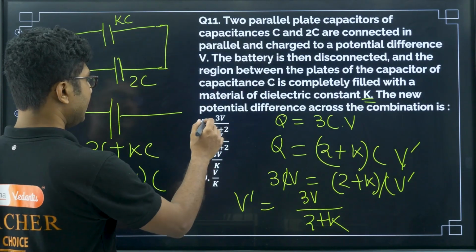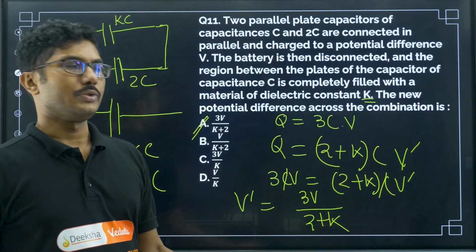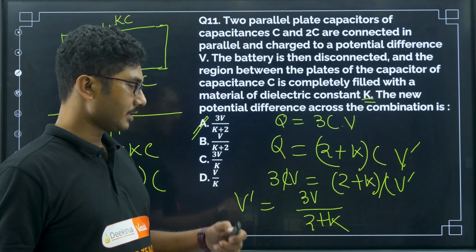So 3V divided by 2 plus K, K plus 2 here. Okay, so this is the option, answer.